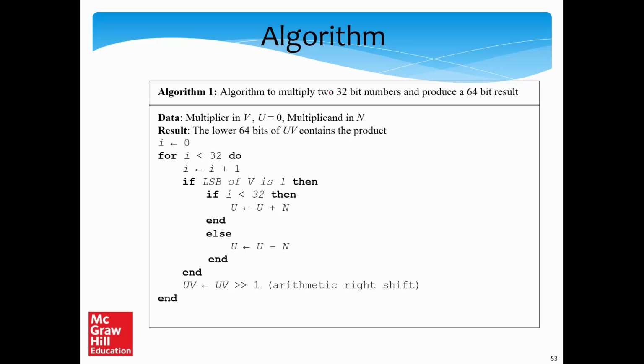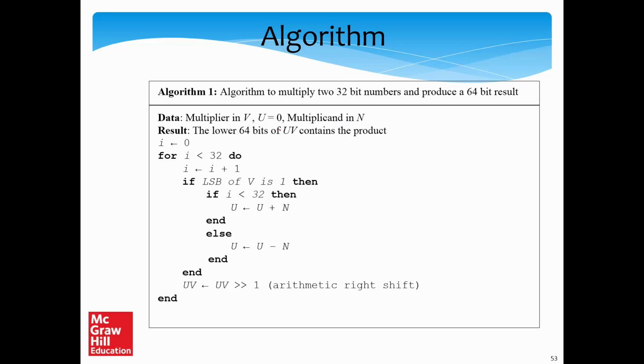So the algorithm is as follows. We want to multiply two 32-bit numbers and produce a 64-bit result. We start out with having a multiplier in V. The multiplier is loaded in register V and U is 0 as shown, and the multiplicand is in register n.